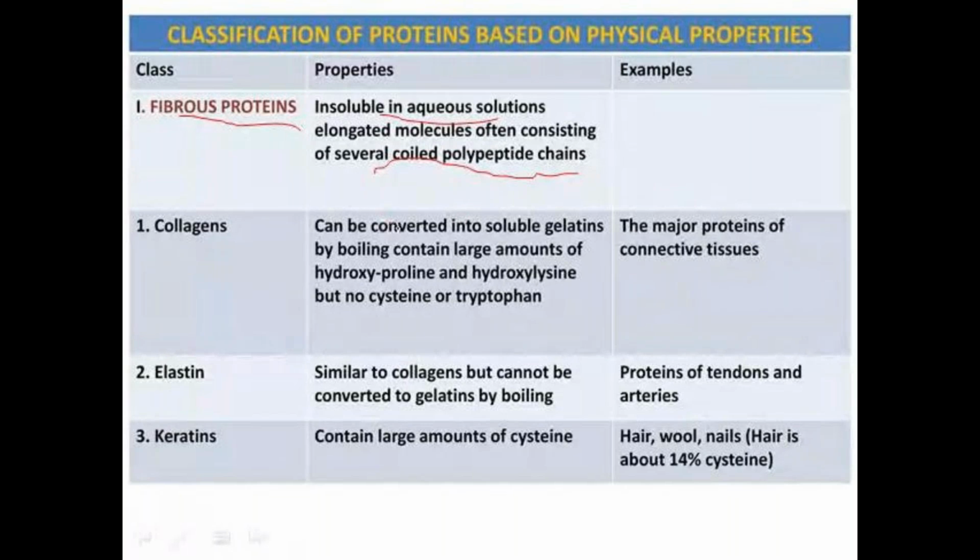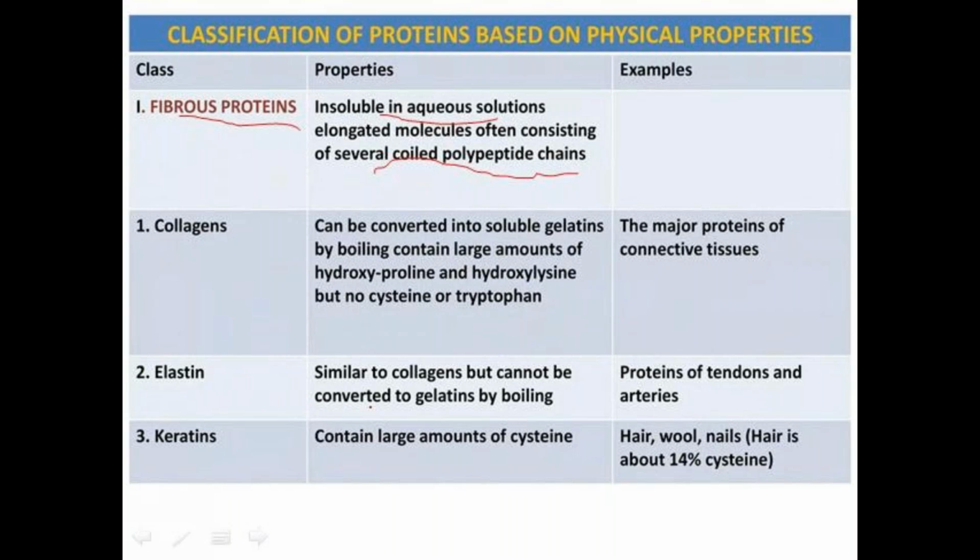The main examples are the collagens. What is the property of collagen? It can be converted into soluble gelatin by boiling, and it contains large amounts of hydroxyproline and hydroxylysine residues, along with common amino acid residues. But no tryptophan is present. These are the major proteins of connective tissues.